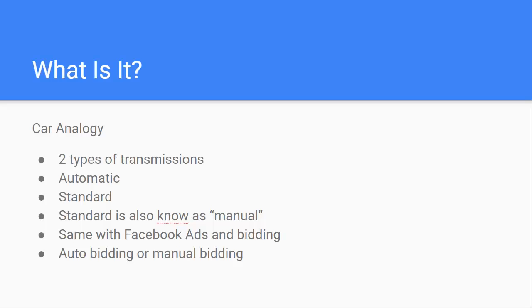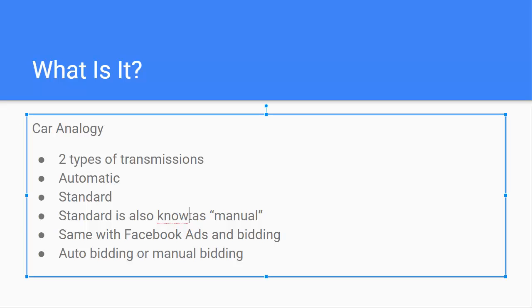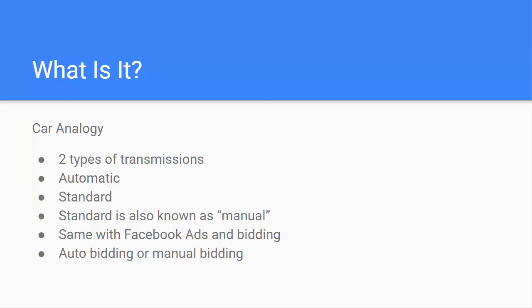Well, I like to use a car analogy when we're talking about manual bidding in Facebook ads. There's basically two types of transmissions in a car, right? There's automatic and standard. Standard is also known as manual, right? Just fix my spelling error there. So it's the same with Facebook ads and bidding.